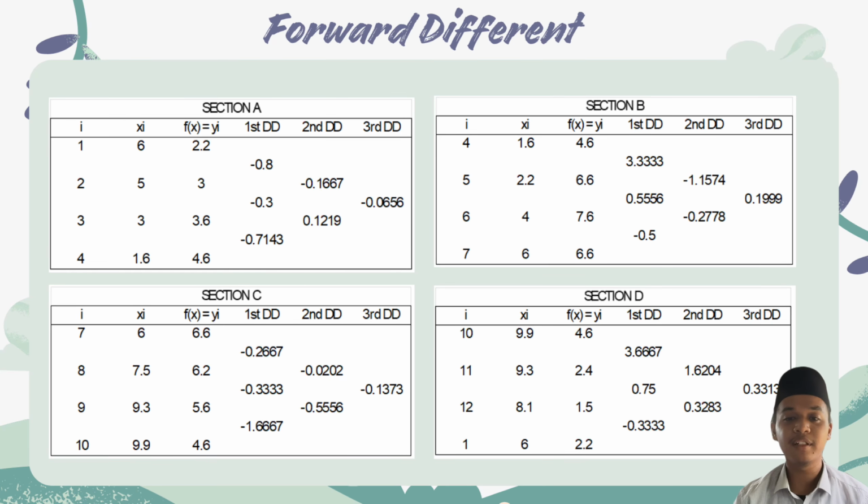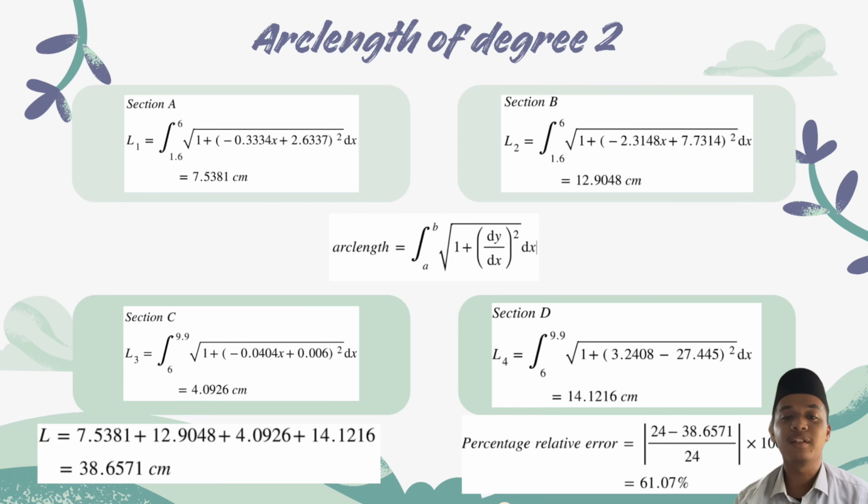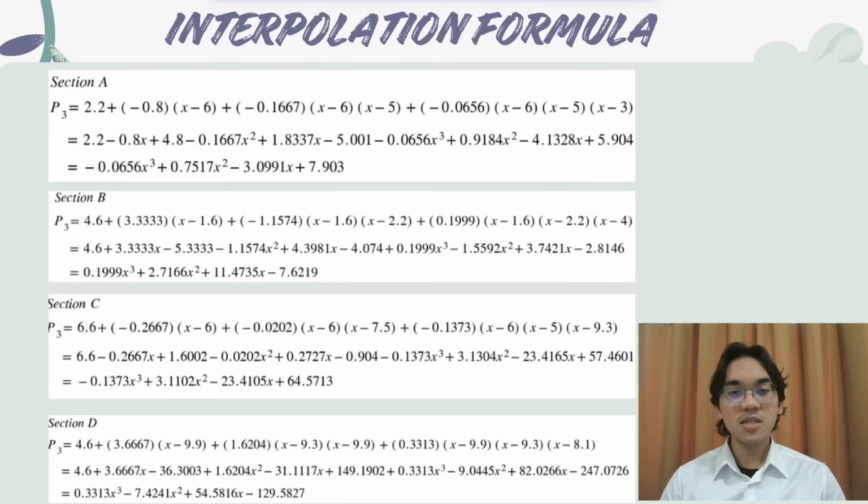Second, because a real riverbed consists of natural smooth curves rather than rigid straight lines, we utilize forward difference to construct a divided difference table. This allows us to perform quadratic interpolation for all 4 sections of the river profile. By integrating the resulting derivative function, we successfully compute a highly accurate total arc length of 38.6571 cm.